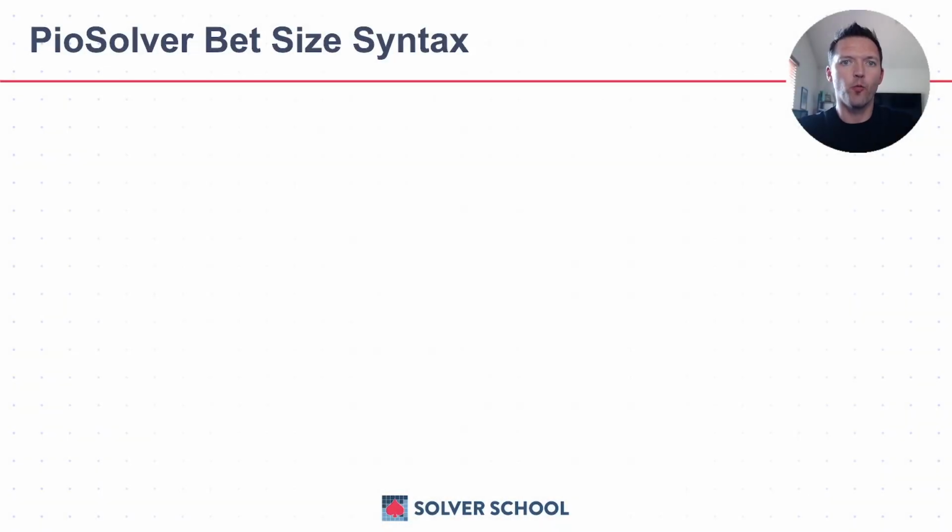So there are a number of different ways in which you can enter bet sizes into the free text boxes within PioSolver. And we're going to go through all of those different options here within the PowerPoint slides. After I introduce one of these options, I'll then switch over into PioSolver just to show you an example of how that actually works within the user interface.